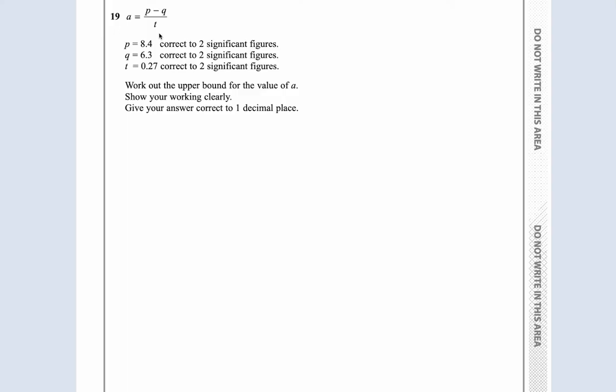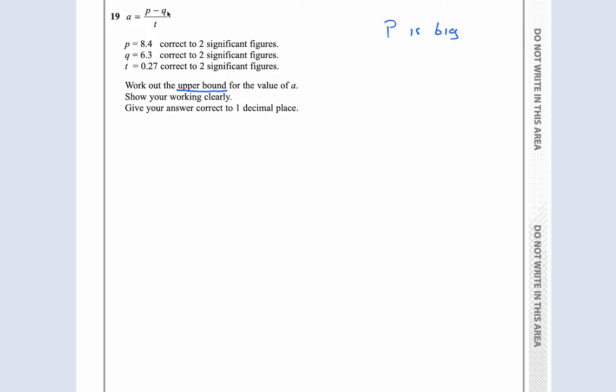Okay. Firstly, we need to decide: do we want P big or small, Q big or small, and T big or small? Well, I want to make A big, and when I say big, I mean I want to find the upper bound. So I'm going to find the biggest possible number A can be. To make A big, P must be big. I want to make P as big as possible.